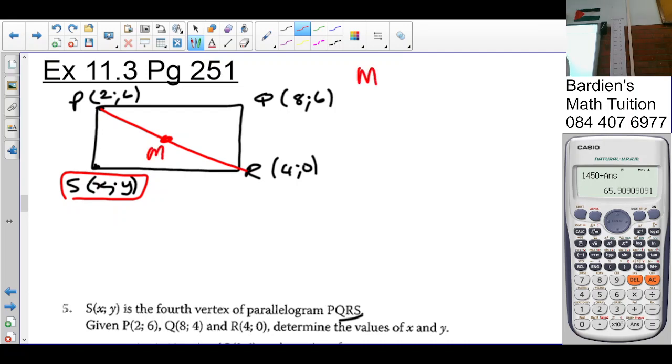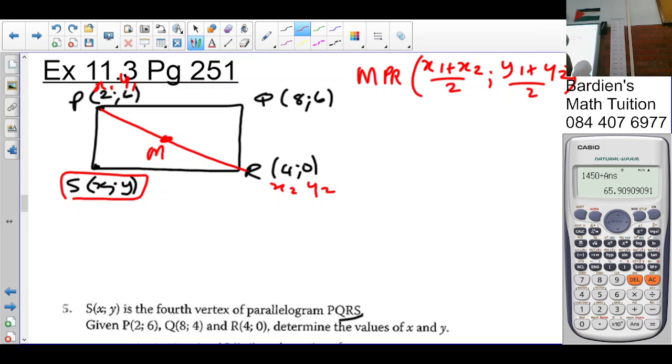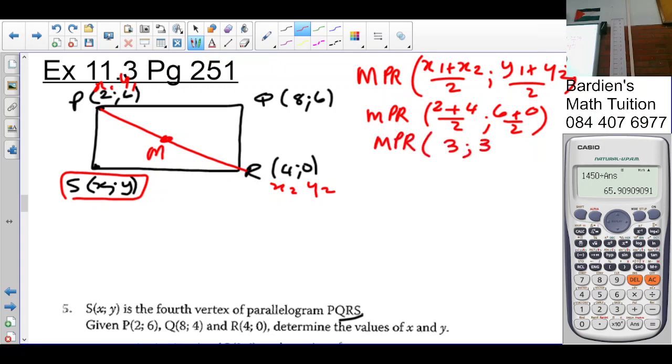So M, the coordinates of the midpoint of PR, is going to be x1 plus x2 over 2, y1 plus y2 over 2. So again, if you make this x1, that will be y1. If this is x2, this will be y2. You all understand? No? So that would simply be 2 plus 4 over 2, 6 plus 0 over 2. Okay? So the midpoint of PR is going to give you 3 and 3. Can you see that, people?